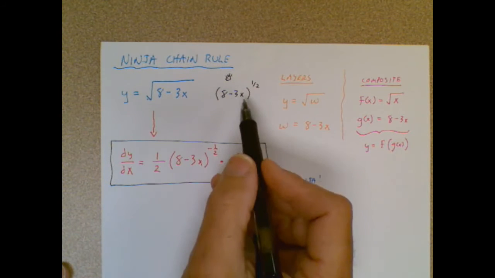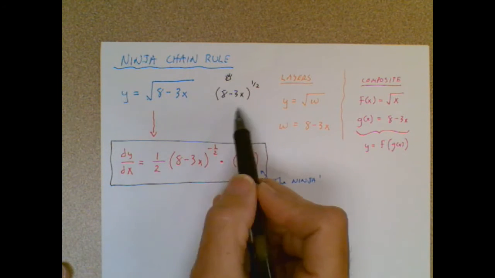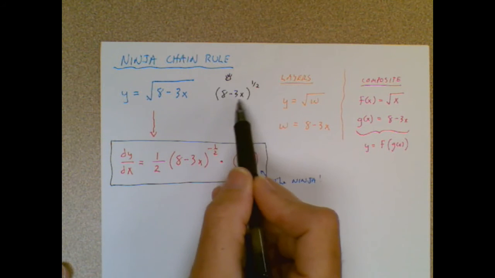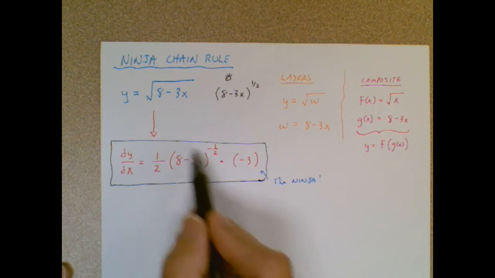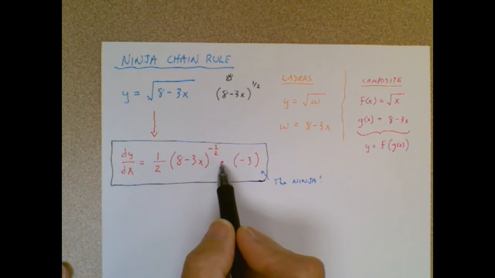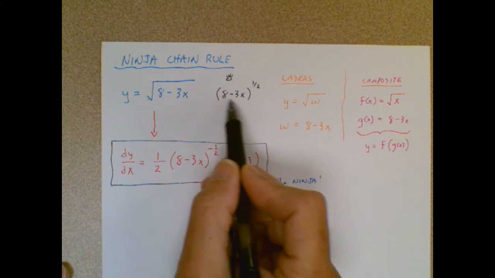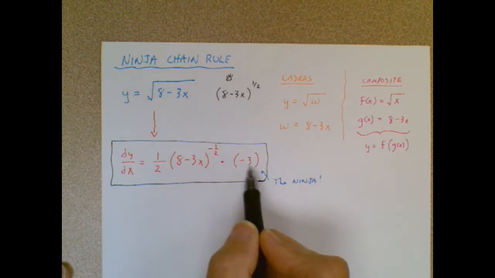And now the way I look at it, I take the derivative of the outer layer, which is 1/2 times 8 minus 3x to the negative 1/2. And then I tack on the chain rule, or the ninja, which is the derivative of the inner function, which is negative 3.